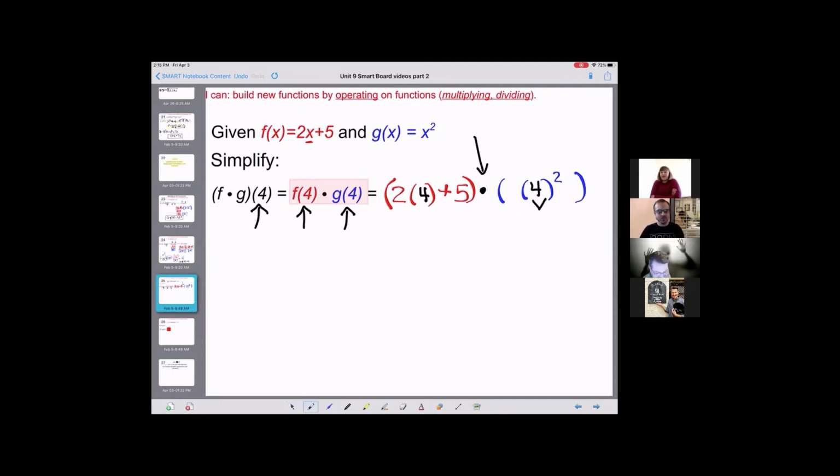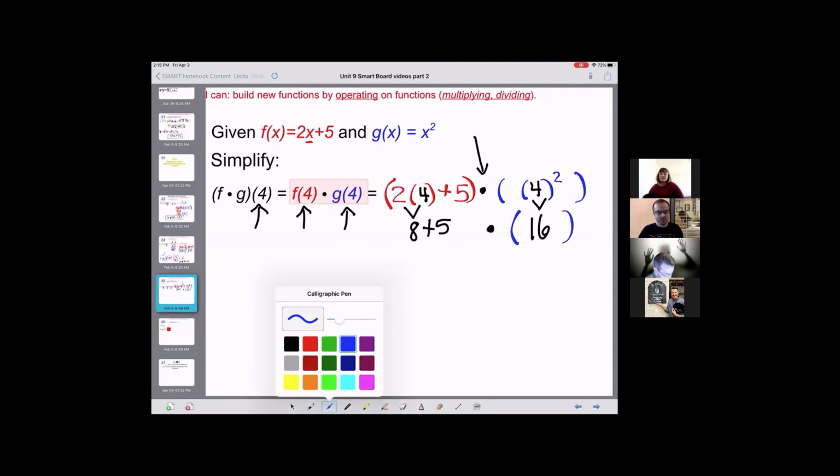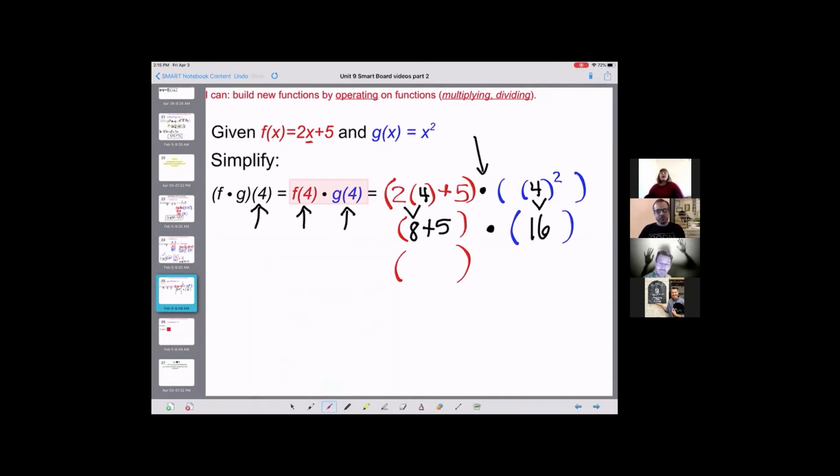Thanks, Mr. Craig. That set of parentheses is simplified. We don't need it anymore. Mr. Craig's going to keep it for clarity. Now we'll go back, we'll do 2 times 4 and add on our 5. 2 times 4 is 8 plus 5. We do need this set of parentheses. It can't go away just yet. 8 plus 5 is 13.